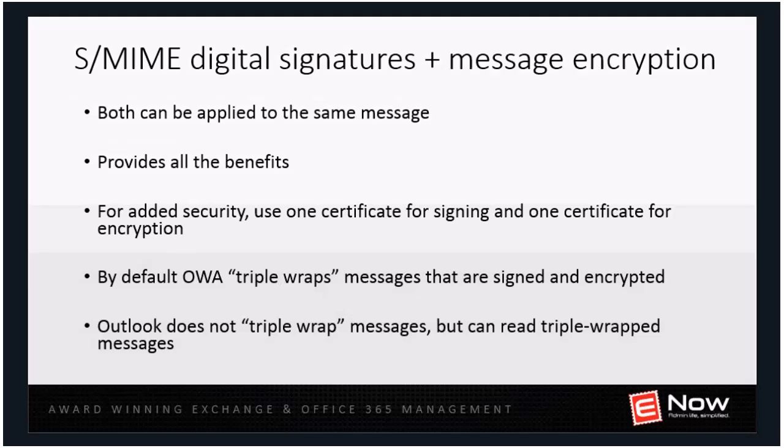And then OWA, when you apply both signature and encryption to a message, OWA triple wraps that message. It means that it signs the message, then it encrypts the message, then it signs the encrypted message again. It's an extra layer of security that you can get from S/MIME in OWA. That does not work for the fat Outlook client currently, but Outlook clients can read triple wrapped messages.